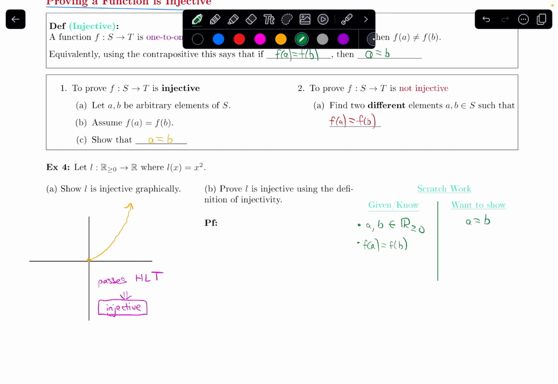One thing I'm getting a little sloppy about is my function is called L here, not f. So let's fix this, because I wrote f of a and f of b, but let's write L. So L of a is equal to L of b.